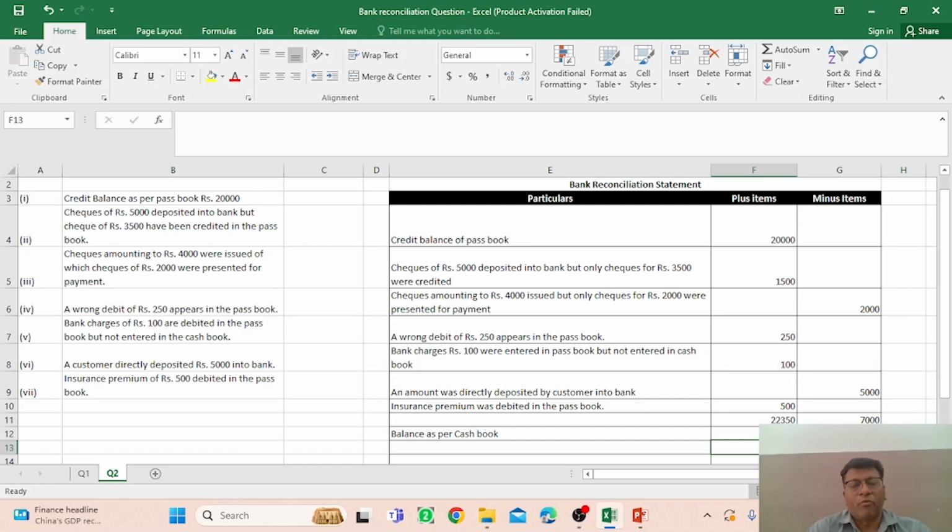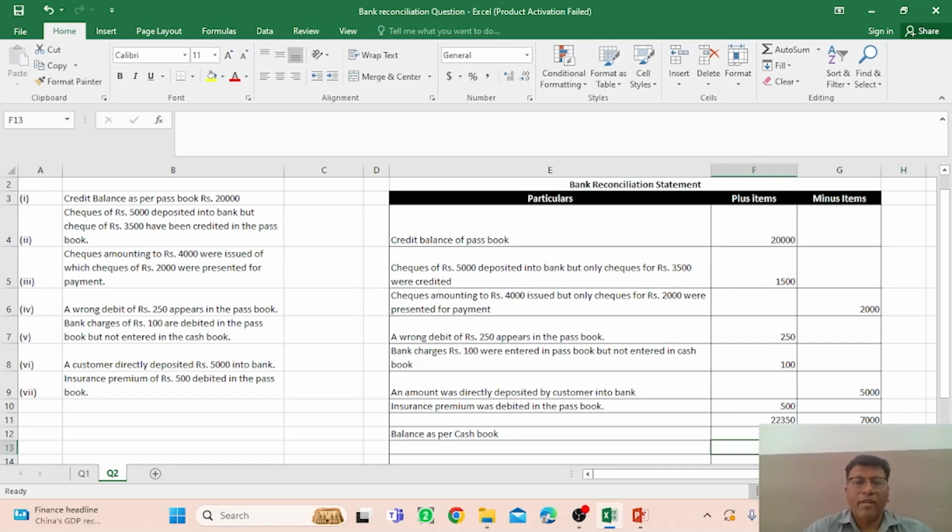Okay, but you have to focus that only three things you have to keep in your mind: which book balance is given to you, what is the opposite book, and what is the impact on the opposite book of any transaction which is given to you, because the reasons behind the discrepancies would be given to you in the question.